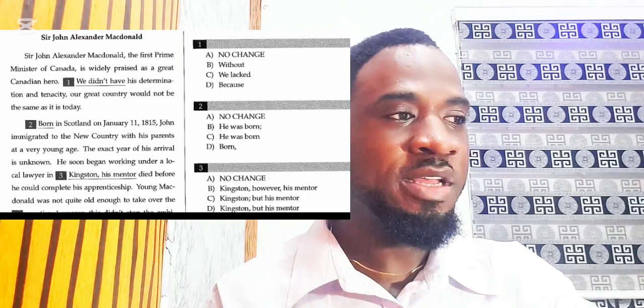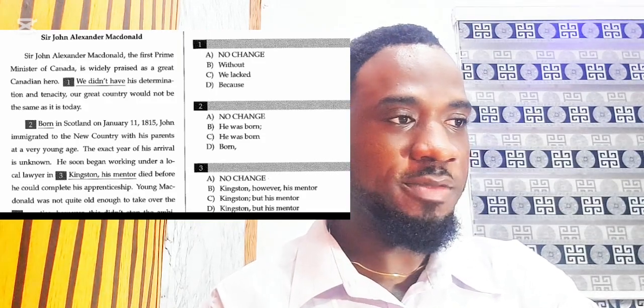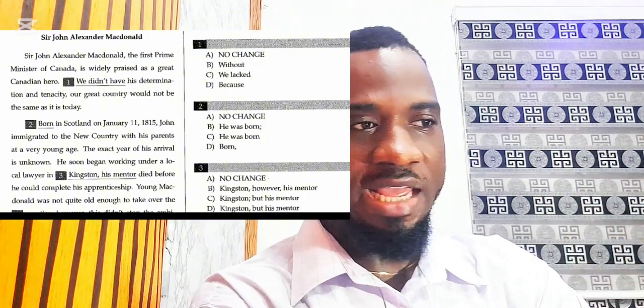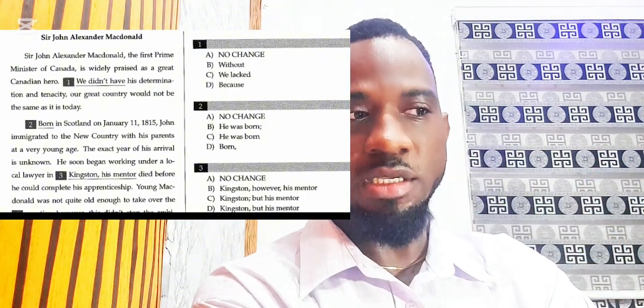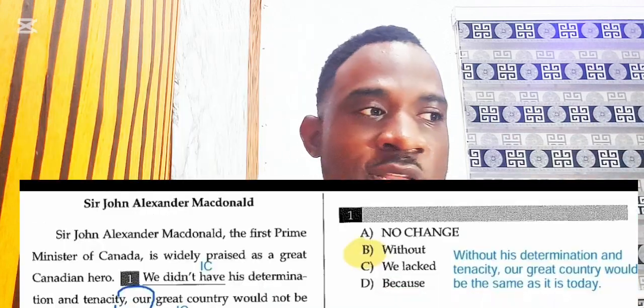We should fix this some way, right? So look at the options. Option A is the sentence the way it is already given, which is obviously wrong. So A is not our answer. Let's try option B.